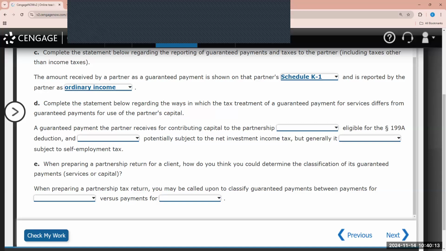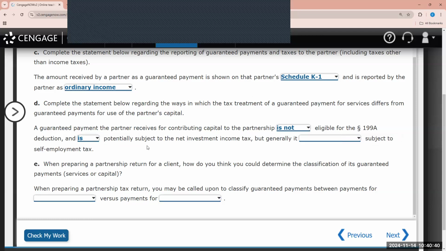For D, it states, complete the statement below regarding the ways in which the tax treatment of a guaranteed payment for services differs from guaranteed payments for use of the partner's capital. A guaranteed payment the partner receives for contributing capital to the partnership, unfortunately, is not eligible for the Section 199A qualified business income deduction. And it is potentially subject to the net investment income tax, but generally it is not subject to self-employment tax.